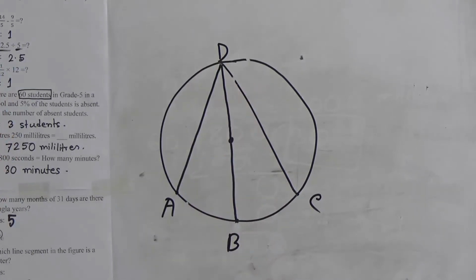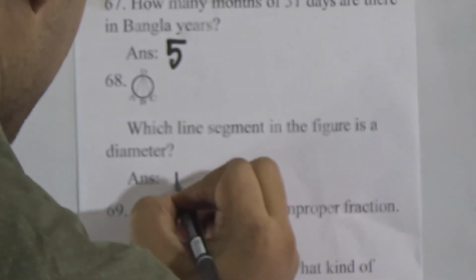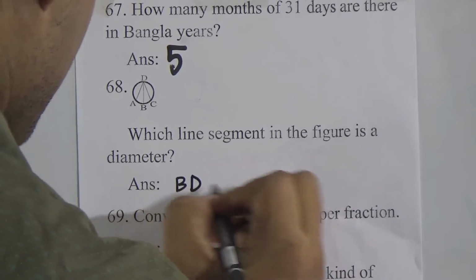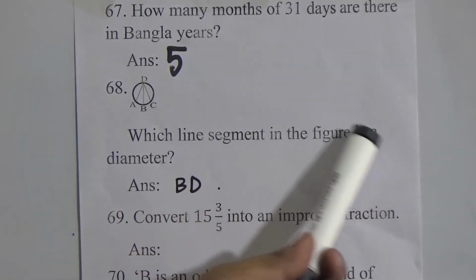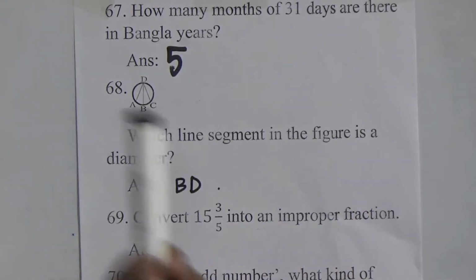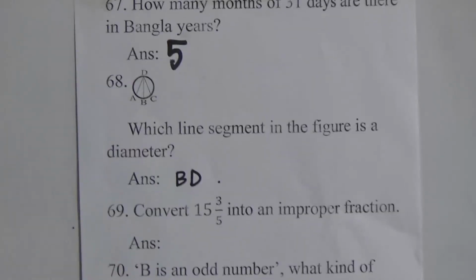So what is the answer? The answer is BD. Which line segment in the figure is the diameter? BD is the diameter. Okay.